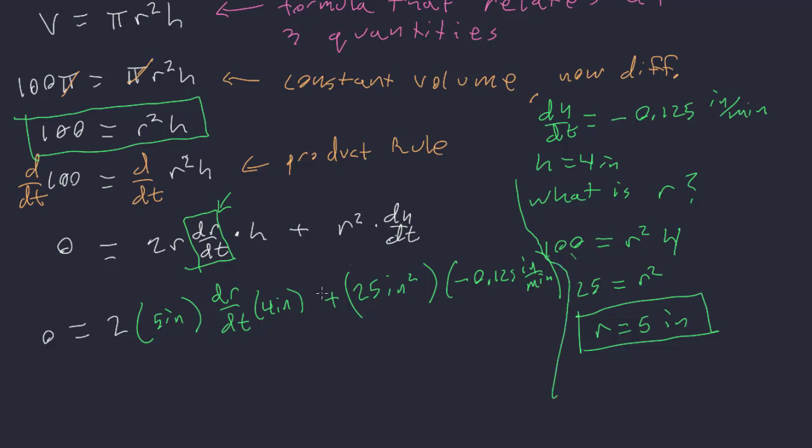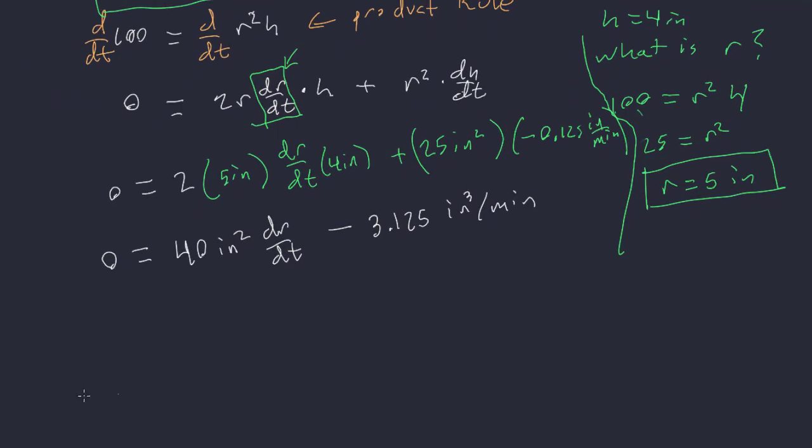Okay, so let's simplify this piece. Let me go ahead and do the calculations here. When you calculate these all together, we're going to get 0 is equal to 40 square inches times dr dt, this thing we're looking for, minus 3.125 cubic inches per minute. Now, the units should work out at the end because we're going to move this whole thing over to that side to get 3.125 cubic inches per minute is equal to 40 square inches dr dt.